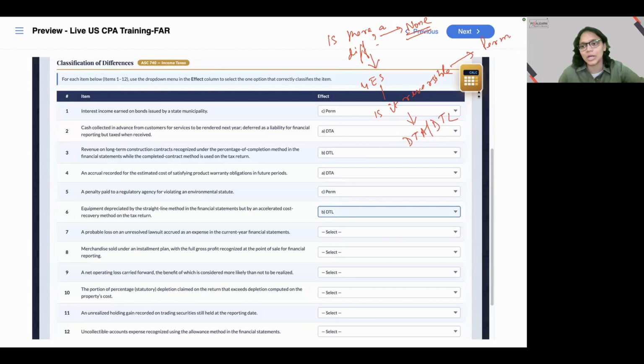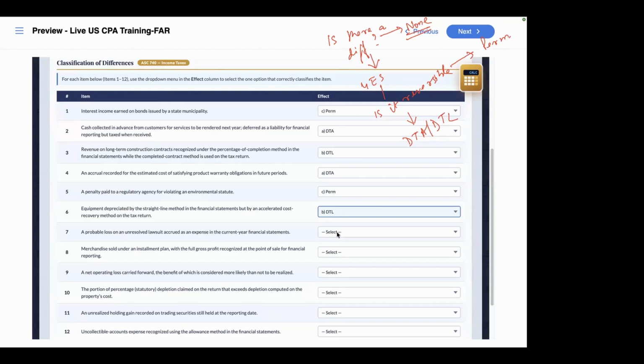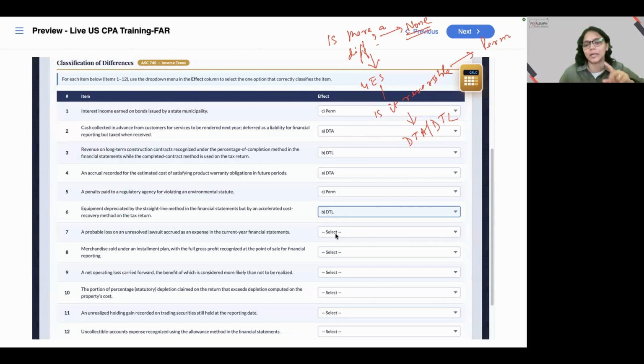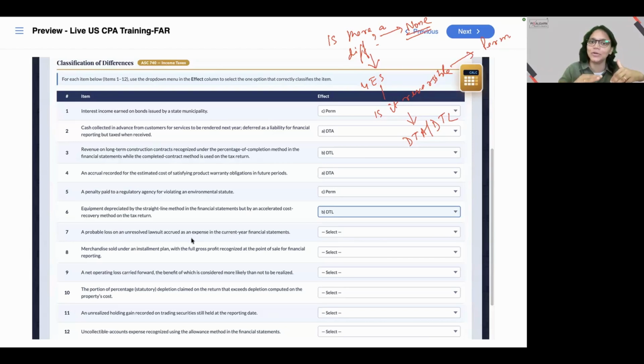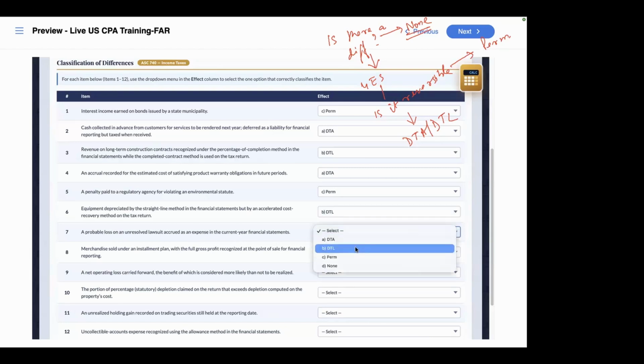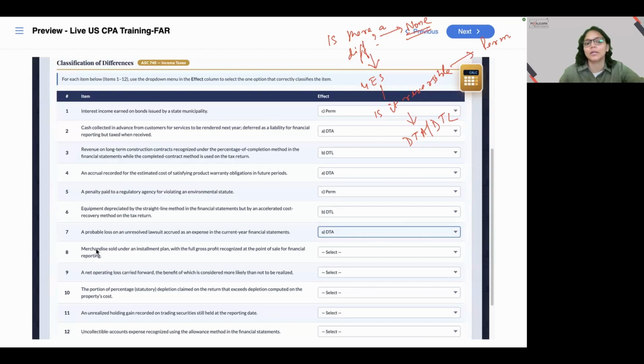Shikha. A probable loss on an unresolved lawsuit accrued as an expense in the current year financial statements. So, ma'am, my accounting income is lower than taxable income, so I'll book a DTA. Explain how. What is the journal entry you would have passed in your books? Loss account debit to liability. So my accounting income becomes lower. This is a loss which lowered your accounting income, but tax will disallow it, so taxable income is more and accounting income is less. It creates a DTA. Clear? Good.